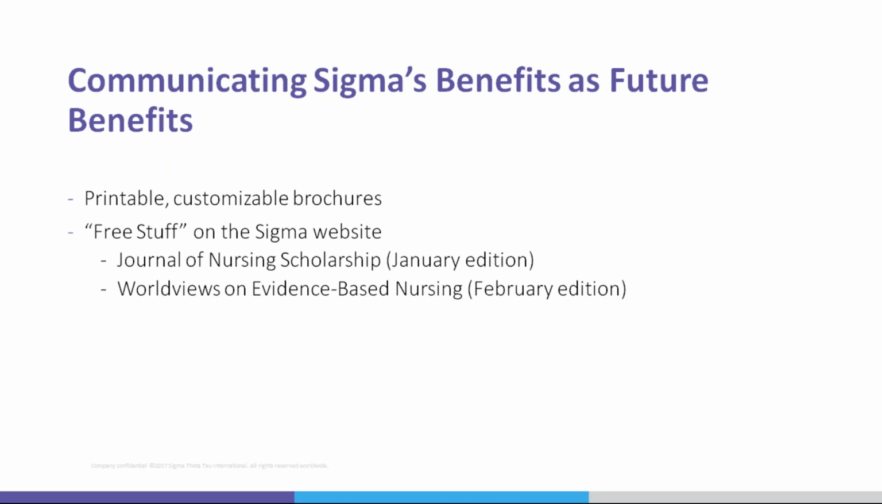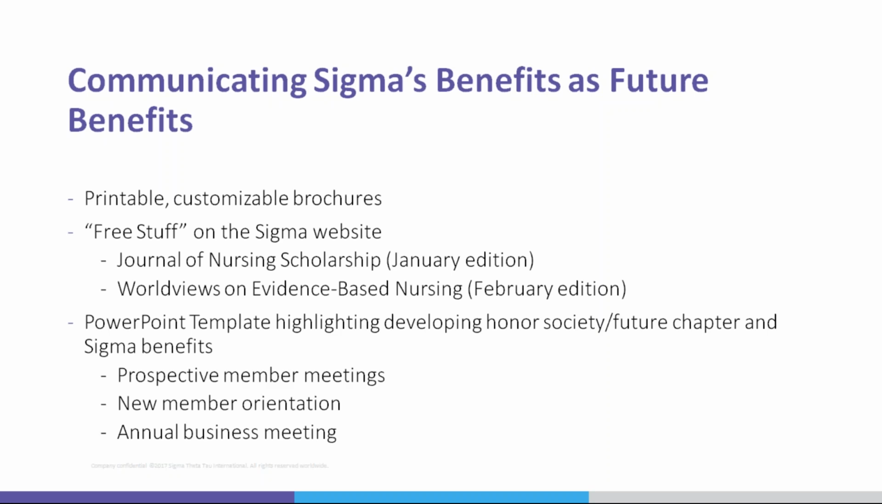We also have a free issue of 2 Sigma publications, the Journal of Nursing Scholarship and Worldviews on Evidence-Based Nursing. Full access to these publications, among others, is a Sigma member benefit. The Honor Society can promote the free issues to its members as a glimpse of this benefit, and these are available on the sigmanursing.org website.